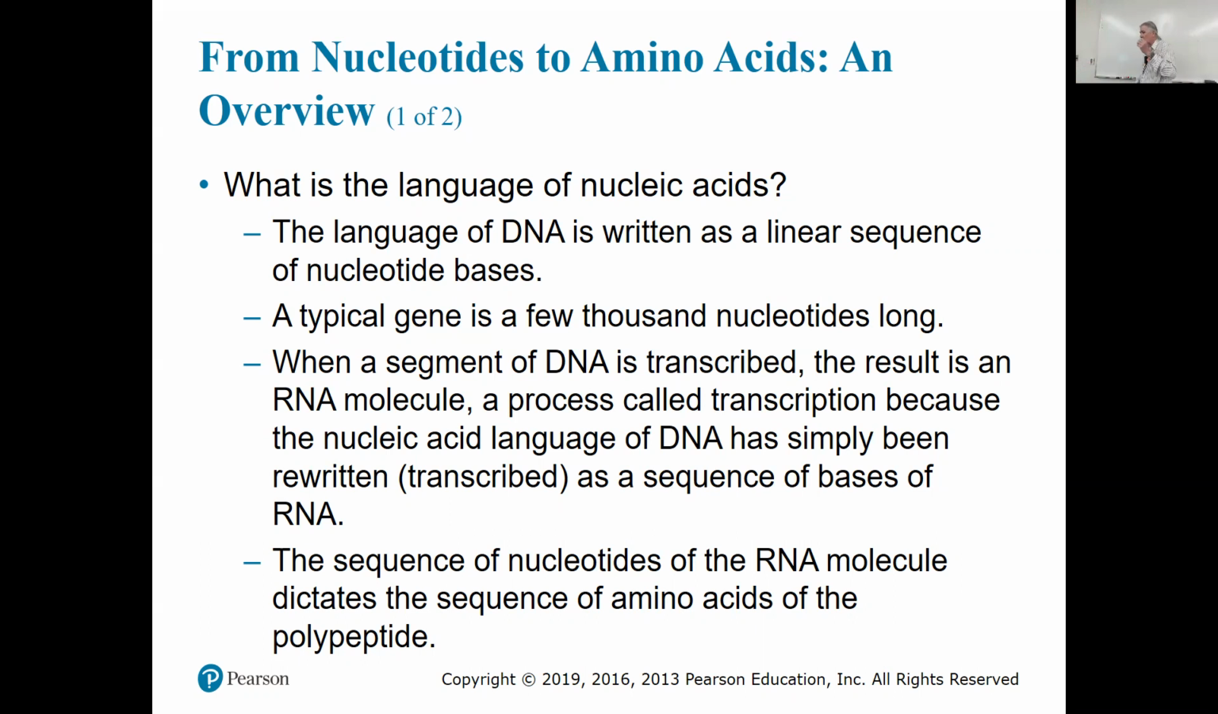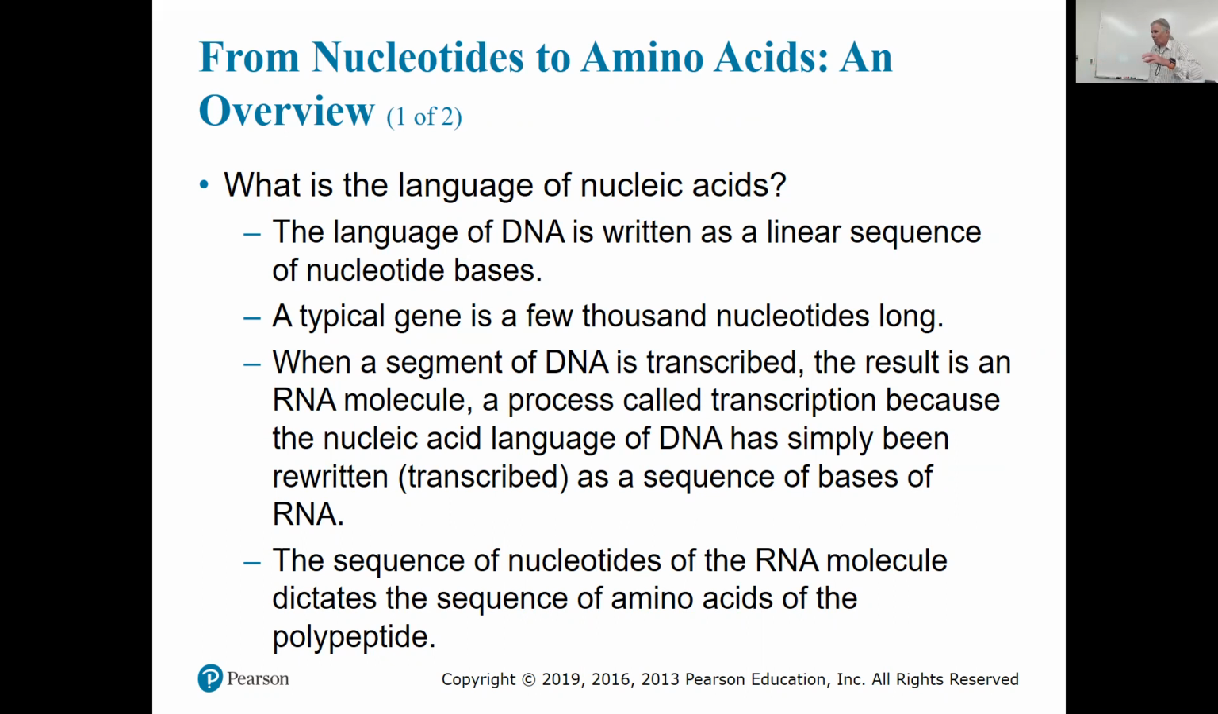So the language of DNA is written as a linear sequence of nucleotide bases, A's, T's, C's, and G's. The typical gene is a few thousand nucleotides long. We're going to see that each word in DNA is 3 letters long, and that codes for 1 amino acid. So if you want to code for a protein that's 100 amino acids long, you're going to need 300 nucleotides.